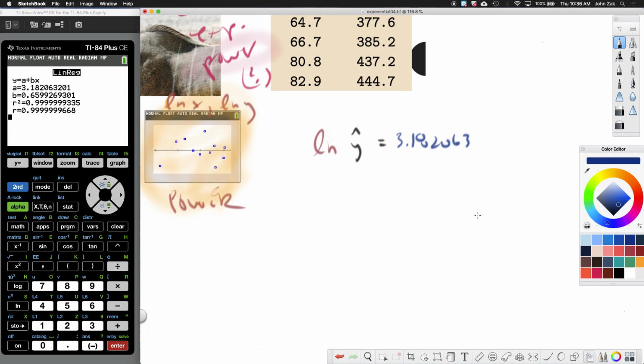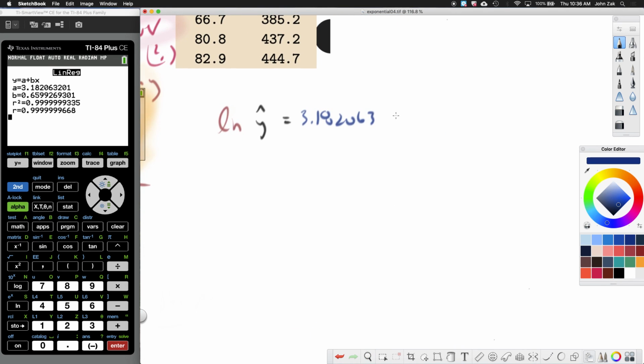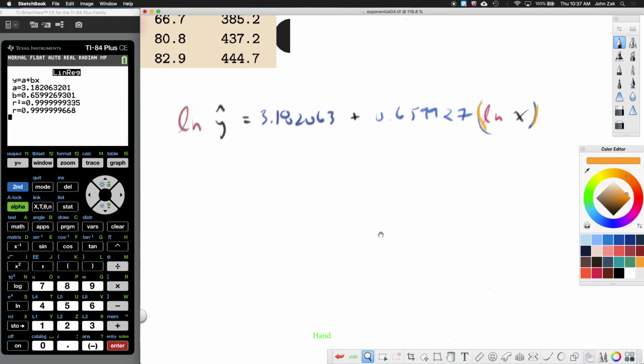3.18206.3. Now notice I don't like rounding very much here. And then what do we got here? Plus was our next variable. We had 0.659927, and then notice that this isn't x. This is going to be the natural log of x, because remember we took the natural log. We took the natural log of x and we took the natural log of y to create our model.